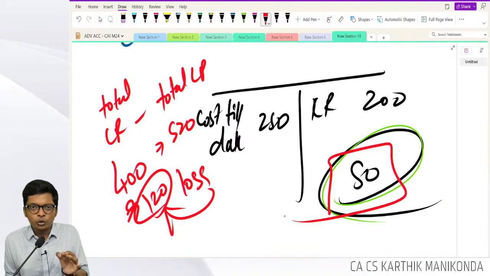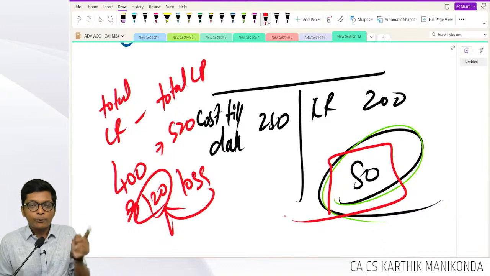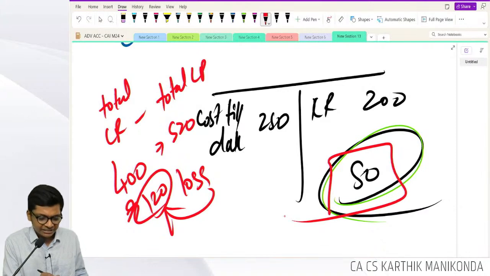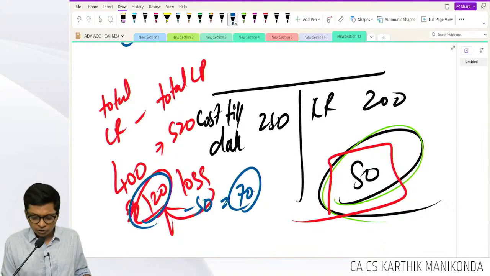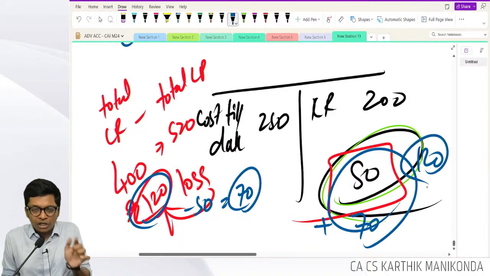Remember, whenever there is going to be a loss in the current year in the construction project, or any year, apply the prudence concept. Estimate what could be the loss in future years. Here the loss in future years is 120 minus 50, so 70 is going to be the future year loss. Account that also. Recognize the full loss in the current year.